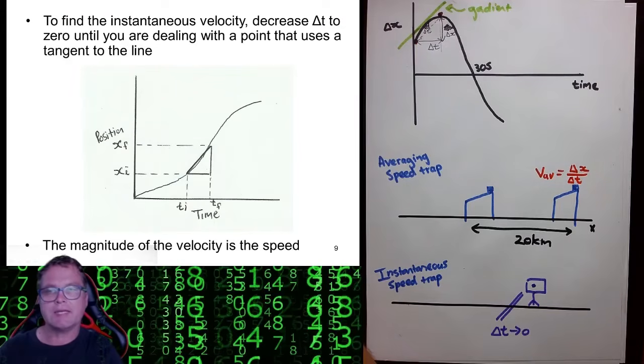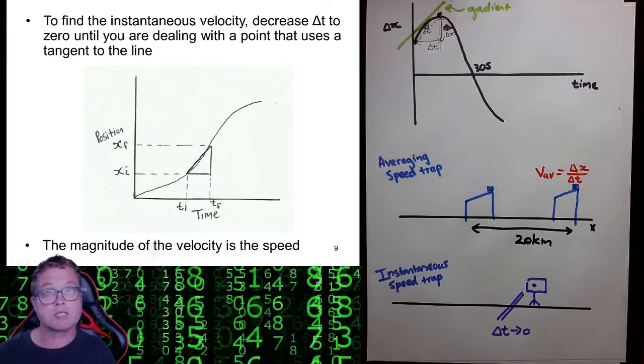So to find the instantaneous velocity, we decrease delta t to 0, or approximately to 0, until we're dealing with a point that uses a tangent to the line, as shown here. And then that gives us the instantaneous velocity. As you know, the magnitude of velocity refers to speed.